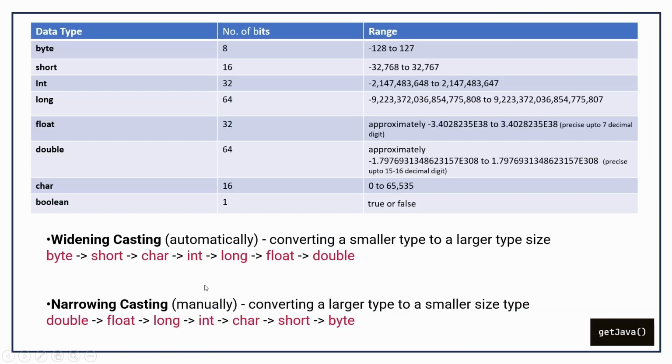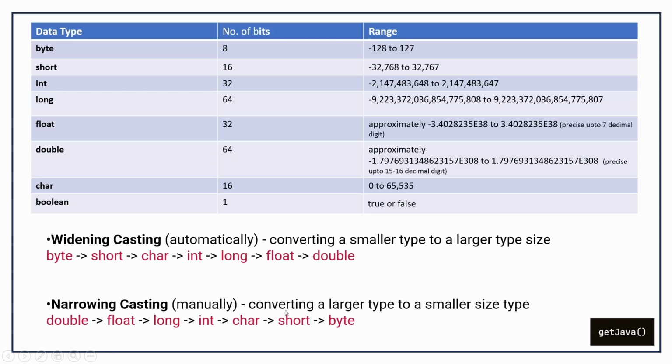So here we can see conversion of smaller data type to larger data type is done automatically, and it is called widening casting. Byte can be converted to short automatically. Short can be converted to char. So short has a range up to 32,767 and char has a range up to 65,535. So short can be kept into char. Similarly, char can be converted to int, int to long, long to float, and float to double automatically.